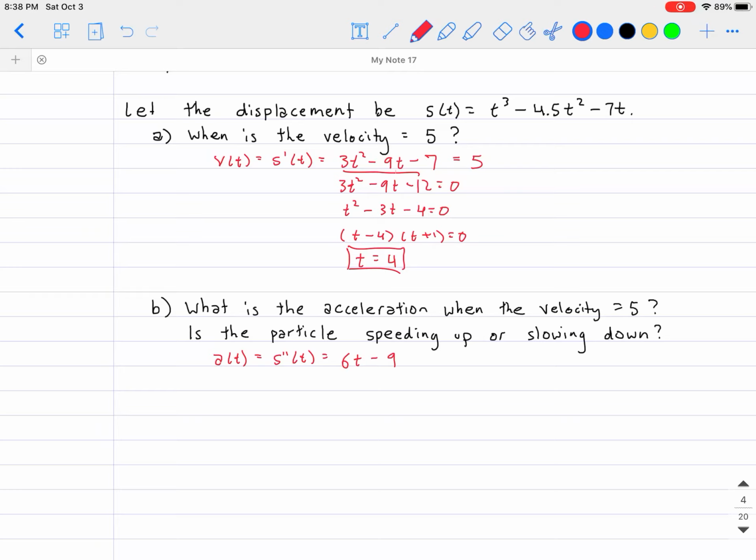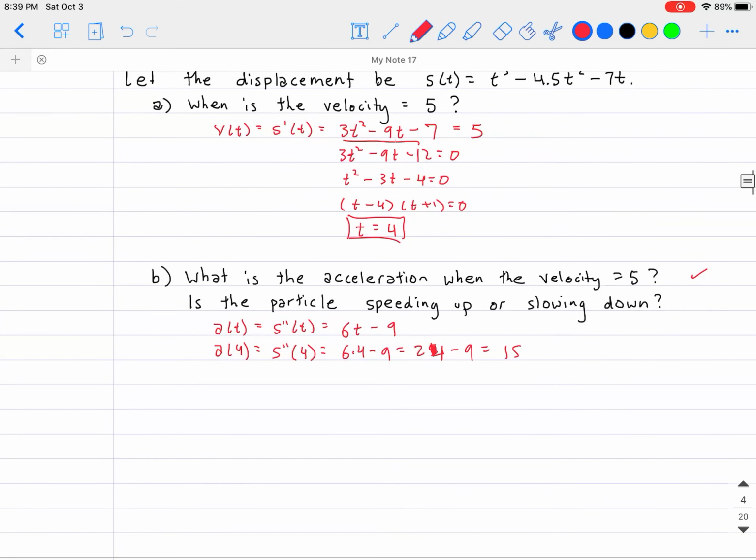And I want to find out what is the acceleration at that velocity's time. So I'm solving for s double prime of 4, because that was my solution in part A, or equal to a of 4, whatever you want to call it. So that is going to be 6 times 4 minus 9, which is equal to 24 minus 9. So the answer is equal to 15. Now, that's the easy part.